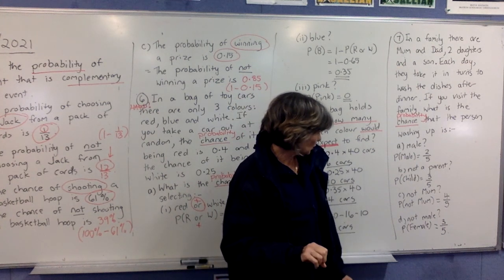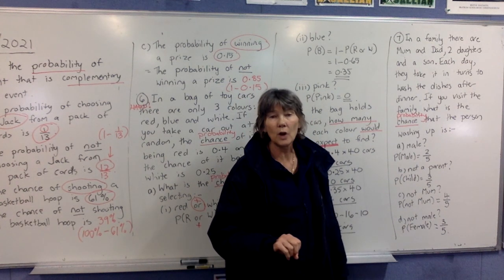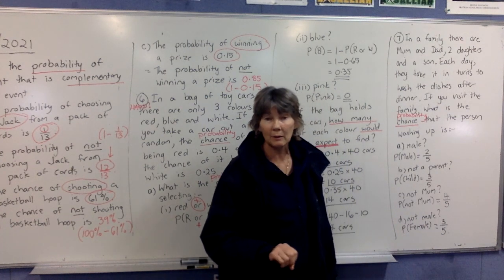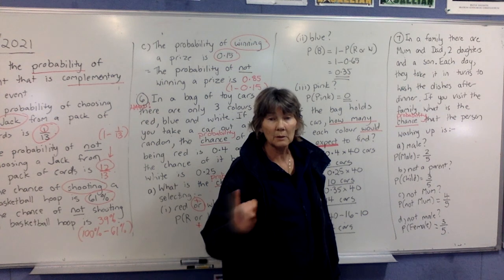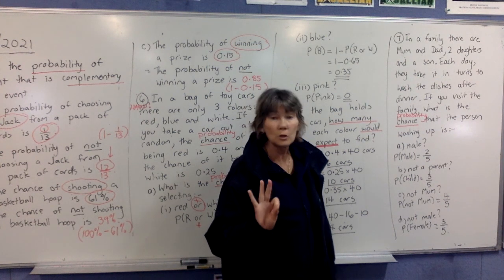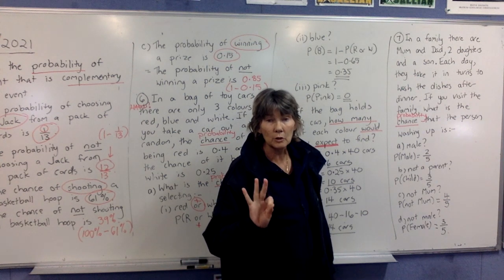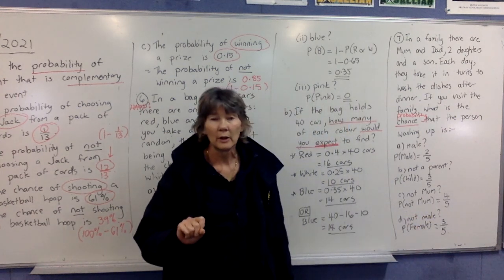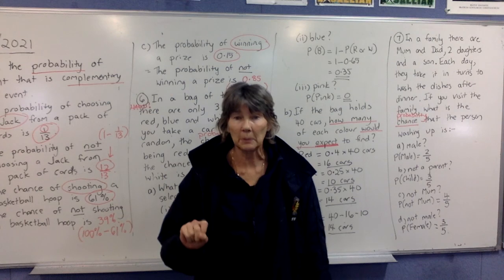And the last one, what's the chance that that person is not male? In other words, what's the chance the person is female? Mum is a female, and so is the daughter. There's 2 daughters, so mum and 2 daughters, 3 females in the family out of 5. Okay, so now all you've got to do is practice this work.